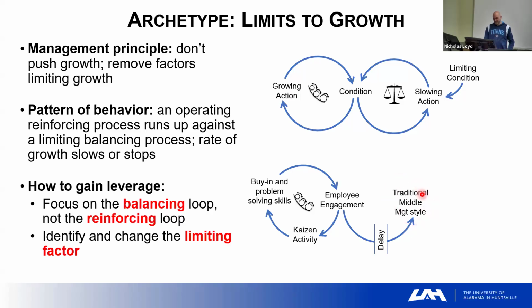But if traditional management didn't change, there would always be an uncomfortable feeling that wasn't explicit. They didn't say, stop doing this. But because they became uncomfortable and didn't know how to manage an empowered workforce when they were used to someone doing something just because they said so, they would revert back to that behavior, which would slow the employee engagement, which would slow the Kaizen activity, lessen the buy-in, and stop the growing action.